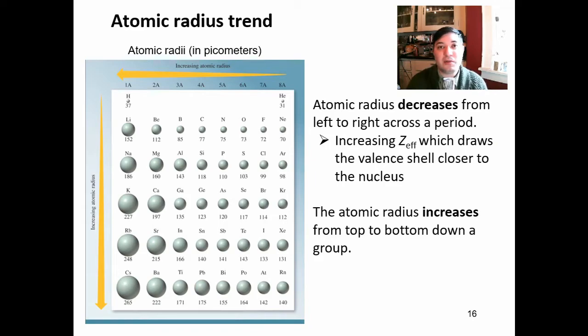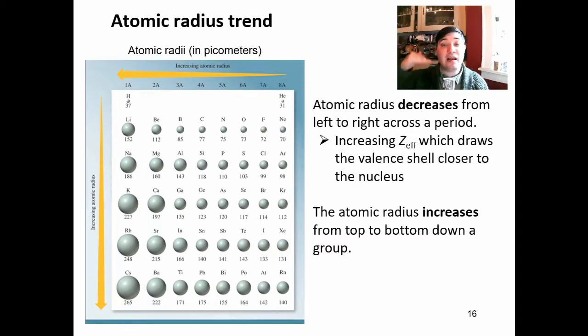So let's review what we just went through. If we consider lithium versus beryllium, we said that the increased charge on beryllium in its nucleus compared to the charge of lithium is going to pull those valence electrons closer. And as you can see on the diagram here, as we go from lithium to beryllium, the radius does in fact shrink. And it's true that as a trend from left to right, atomic radius decreases.